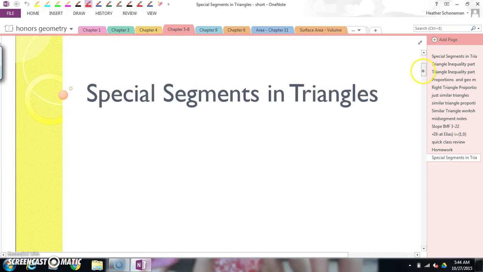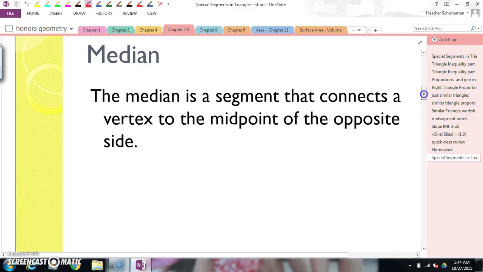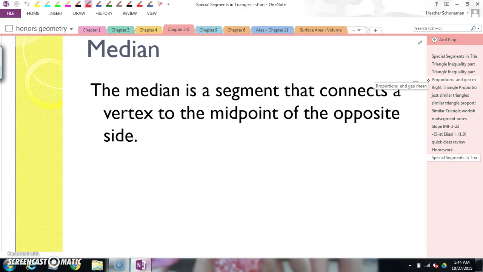This lesson is about special segments and triangles. There are 3 of them that we will learn about. The first one is the median. The median is a segment that connects a vertex to the midpoint of the opposite side.